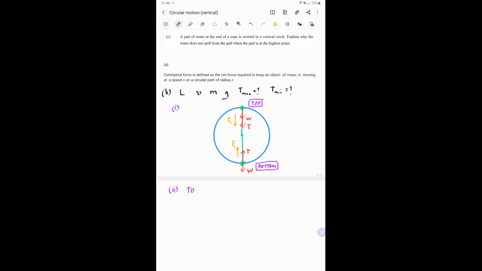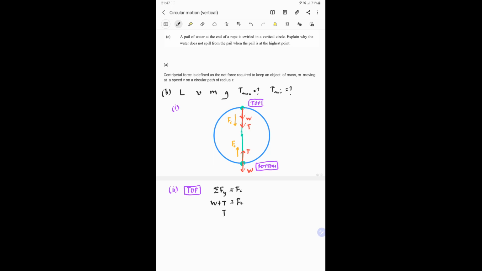Okay, at the top, what is happening? So the equation is still the same. Using black, so we can see it clearly: the sum of Fy equals Fc. In this case, W and T are still directed downward, which is the same direction as Fc, so W and T are positive. So the equation is W plus T equals Fc.